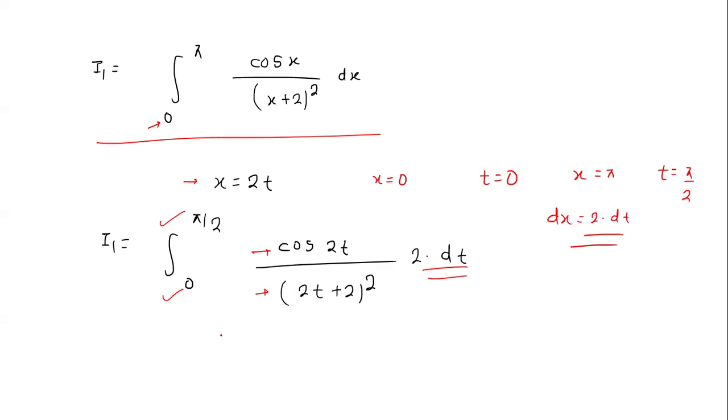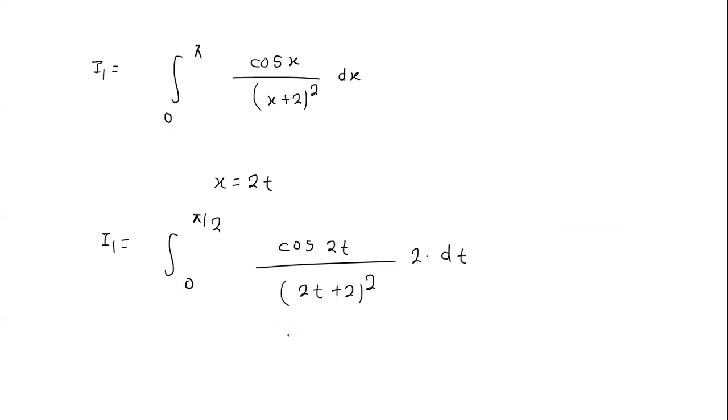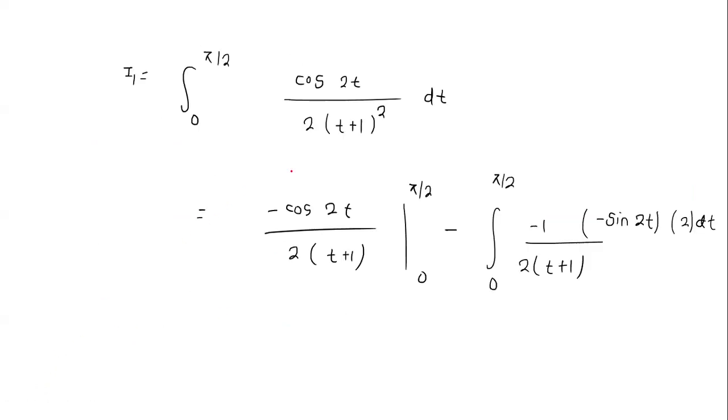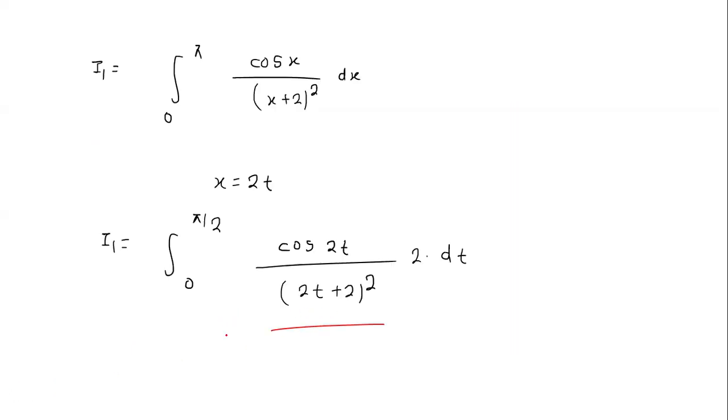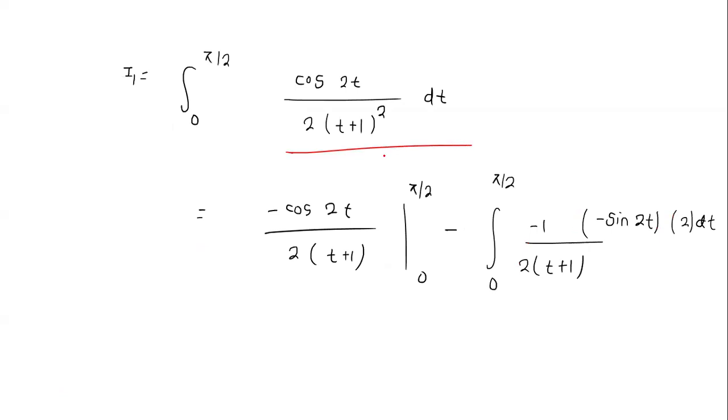Now we have this. So now what you can do, here you can see that we have (2t plus 2) whole square, so you can take 2 outside from this and it will become cos 2t divided by 4 times (t plus 1) whole square, and here we have 2 times dt. So this and this cancel and the remaining thing is 2 here. So this thing, and now what we can do, we can apply the integration by parts here.